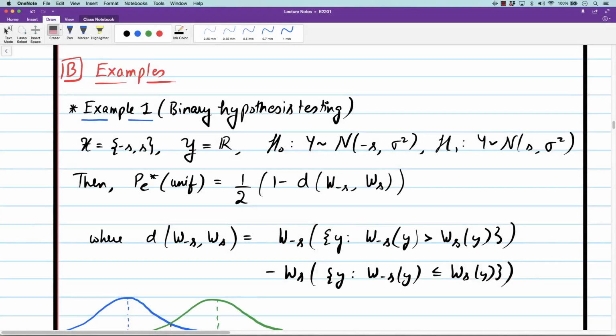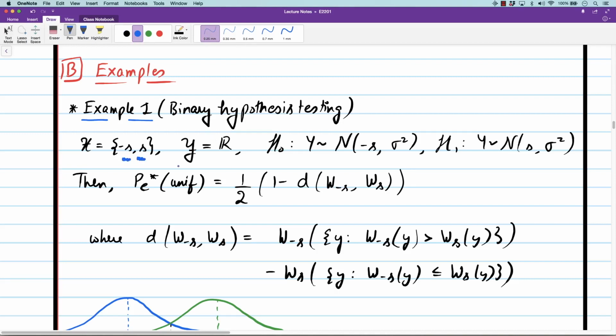Now that we have seen all the basic formulations, I will give some examples to give you some concrete formulations for the general problems that we outlined in the previous lecture. All right. So the first example we consider is perhaps the most popular one in binary hypothesis testing. In this case, our unknown x can take two values, either s or minus s.